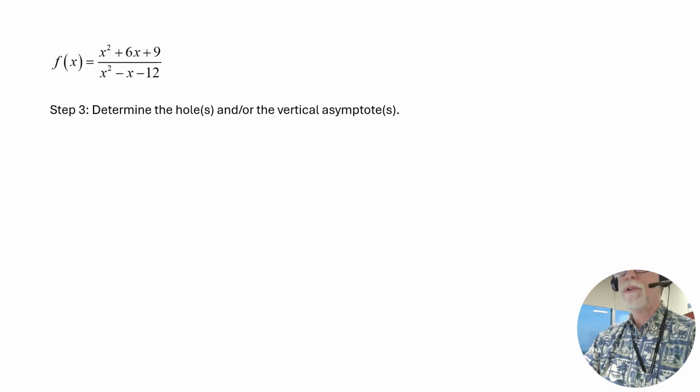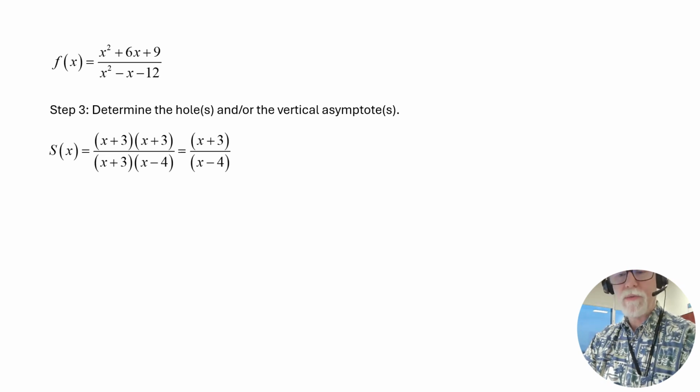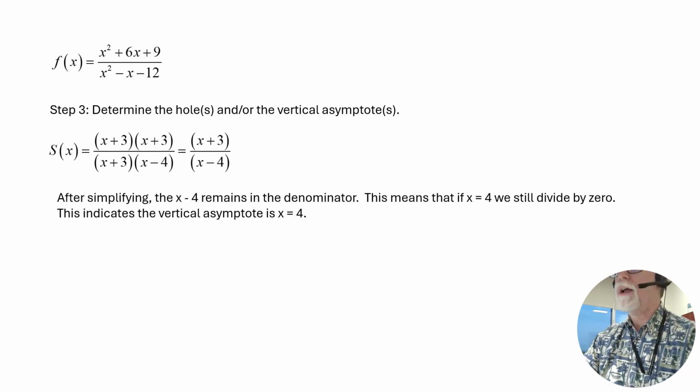Holes are vertical asymptotes. So we factored numerator, denominator in the first two steps. So simplify it by canceling the common factor. And we've removed one of the factors that caused us to divide by 0. So the remaining factor in the denominator is the vertical asymptote. There you go. Always write those as equations, as I do right there.